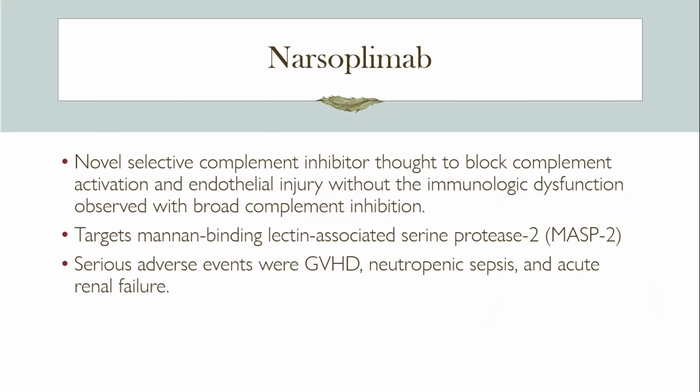Narsoplimab, I mentioned earlier as well. This is a newish drug that's not yet FDA approved. It's a novel selective complement inhibitor that's thought to block complement activation and endothelial injury without the immunological dysfunction observed with broad complement inhibition. It targets the mannan-binding lectin-associated serine protease MASP2, and the serious adverse effects seen in the trial done for TMA were GVHD, neutropenic sepsis, and acute renal failure.